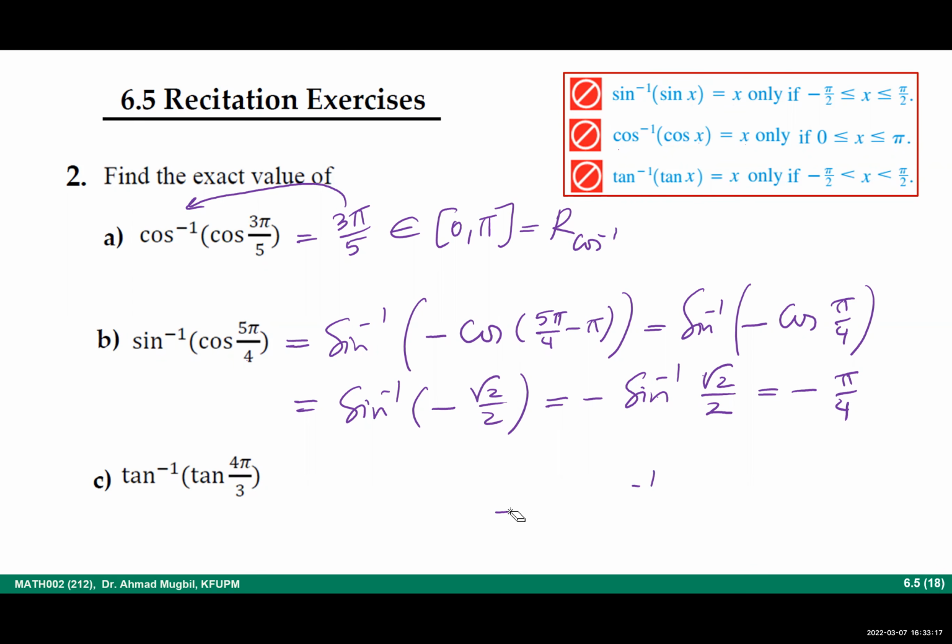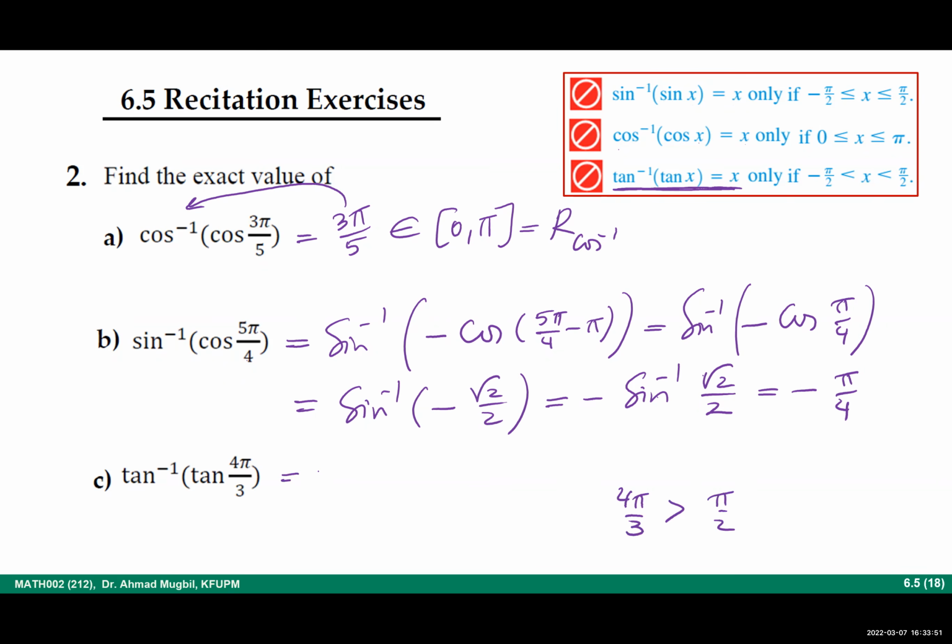Now let's find the third one, tan inverse of tan 4 pi over 3. Again, they are inverses of each other, the same function with its inverse, so we can apply this, but you should be careful. You should ask yourself: tan inverse of tan of x is x only if x is between negative pi over 2 and pi over 2. Is 4 pi over 3 between negative pi over 2 and pi over 2? No. 4 pi over 3 is greater than pi over 2. Of course it is greater than negative pi over 2, but it is not in the interval. So what should we do in this case?